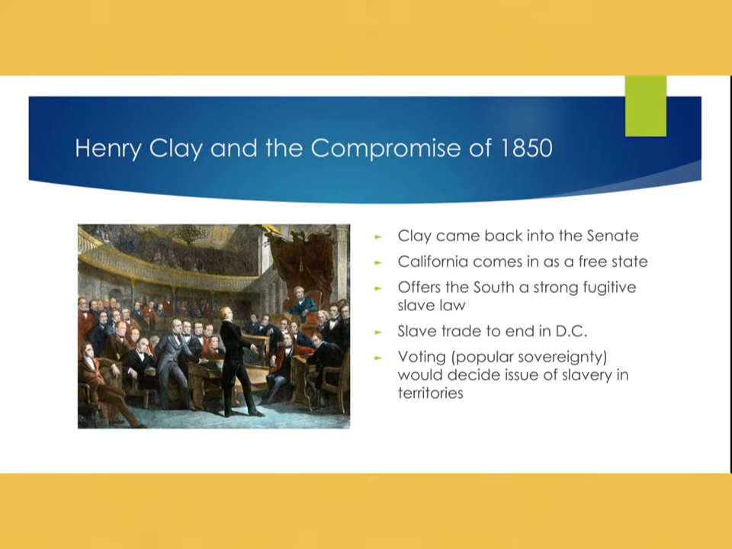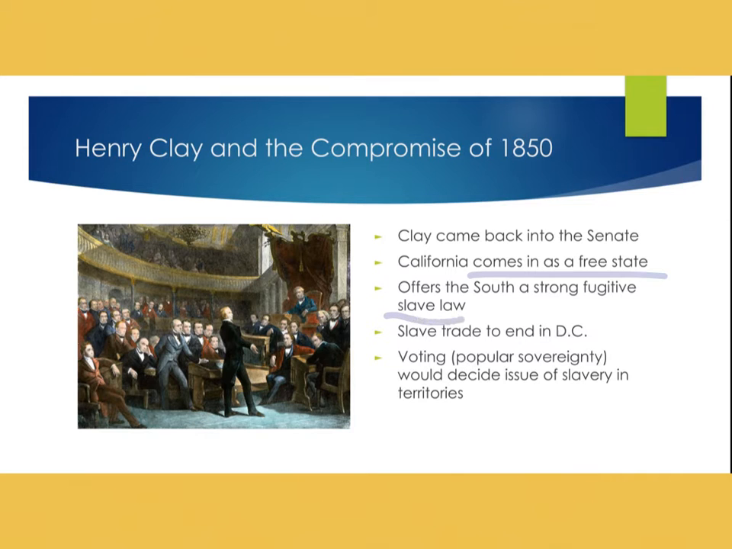In the Senate, a very old man comes back to the Senate, and he's known as the Great Compromiser. So once again, Henry Clay is trying to hold the country together. And he comes up with what he calls the Compromise of 1850. And some of the important parts of this Compromise of 1850 are, California is going to come in as a free state.